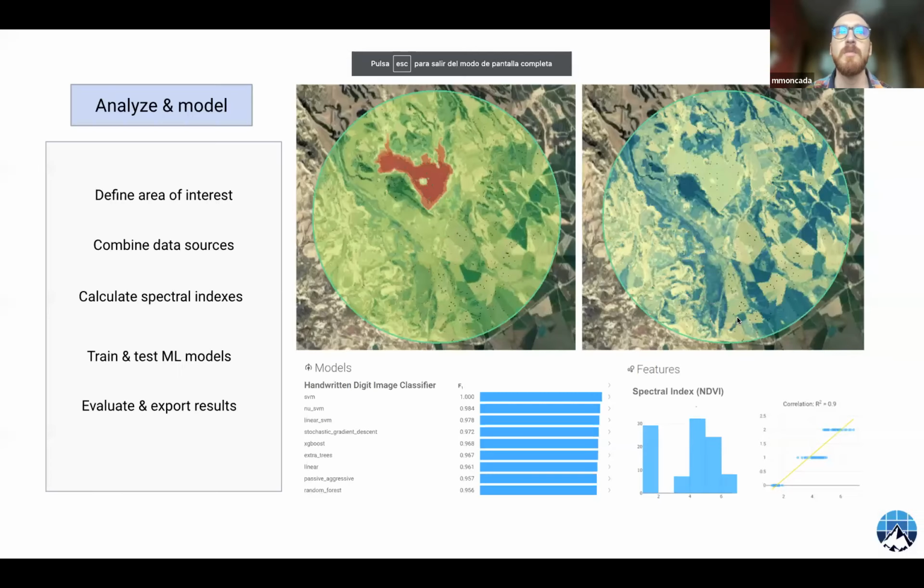So the second part of the analysis would be to allow users to define an area of interest and combine data sources, because all of them will be sharing the same grid. So this will basically be a join behind the scenes. Then do some calculations and analysis, train and test ML models, and evaluate and export the results.